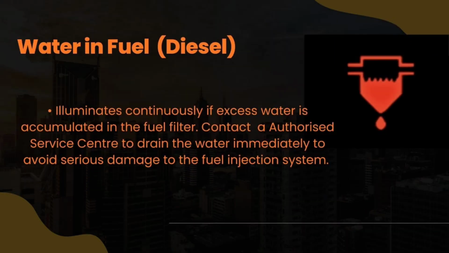So this is also for people who are having diesel cars. It indicates water in fuel. It illuminates when ignition is switched on. Once the engine is started, it turns off. And also it illuminates continuously if excess water is accumulated in the fuel filter. In this case, you will have to contact an authorized service center to drain the water immediately to avoid serious damage to the fuel injection system.